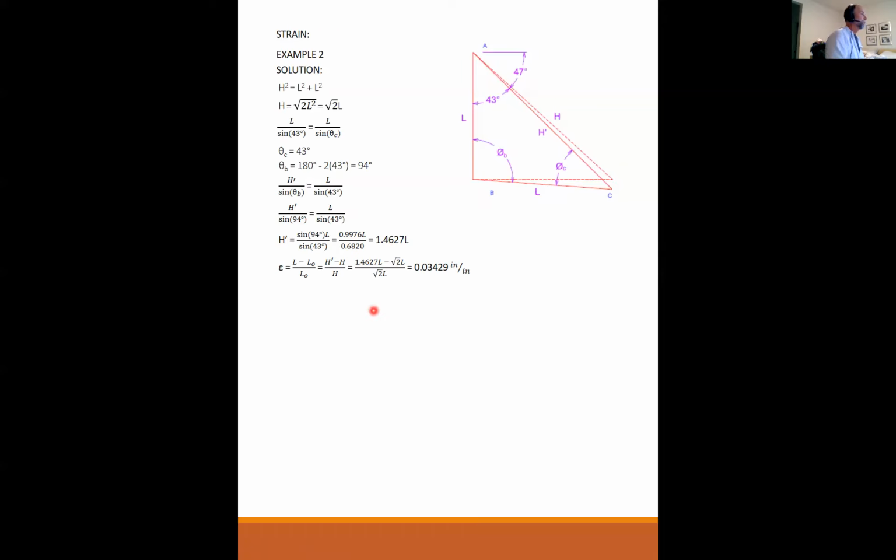Okay, any questions on that example? Could you please explain again how both L's are the same, they don't change?